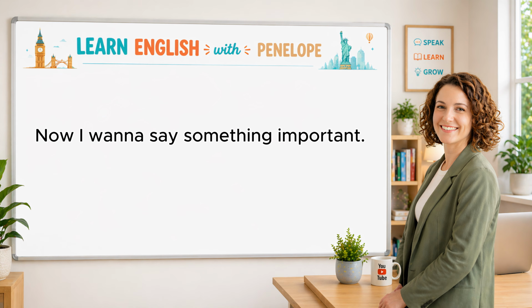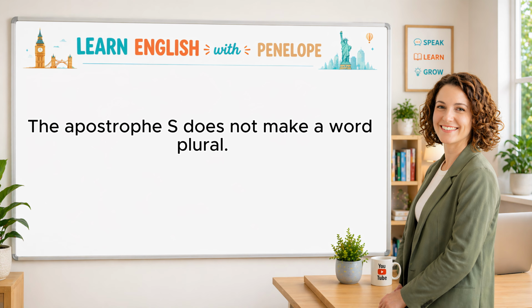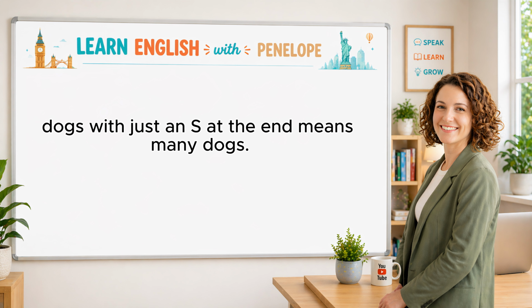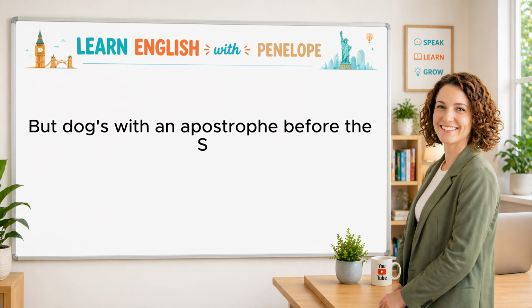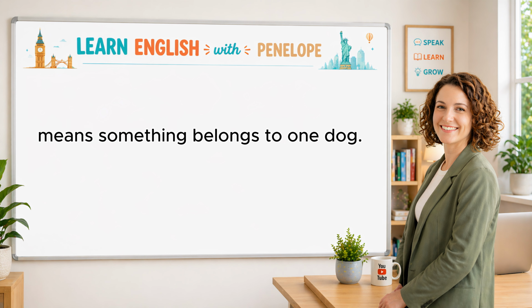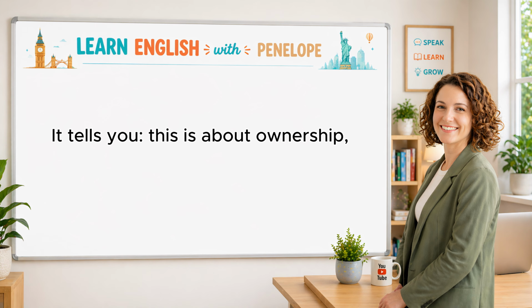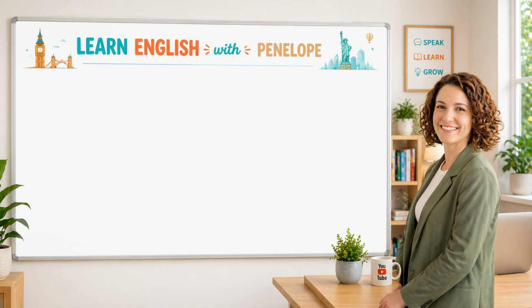Now, I want to say something important. The apostrophe S does not make a word plural. Plural means more than one. For example, dogs with just an S at the end means many dogs. But dog's with an apostrophe before the S means something belongs to one dog. These are very different. The apostrophe is the key. It tells you, this is about ownership, not about more than one. You are doing wonderfully. This is very clear thinking.